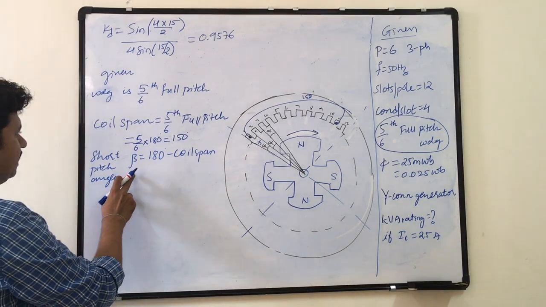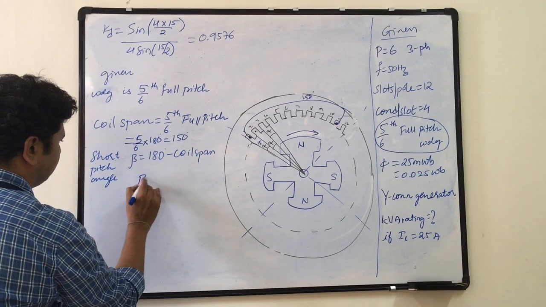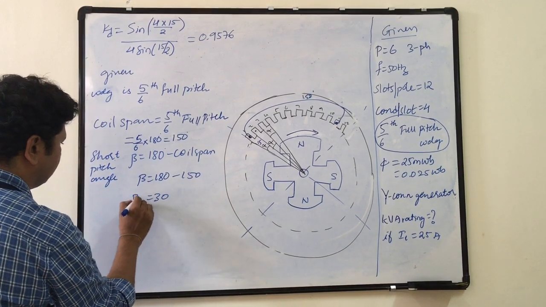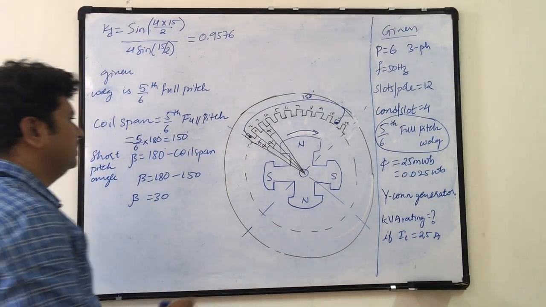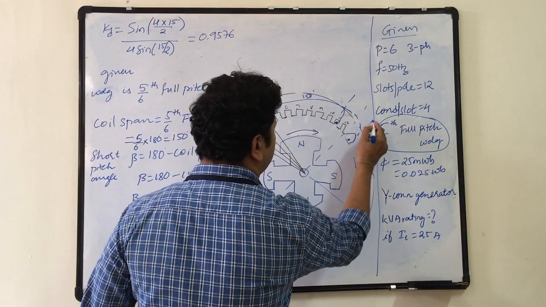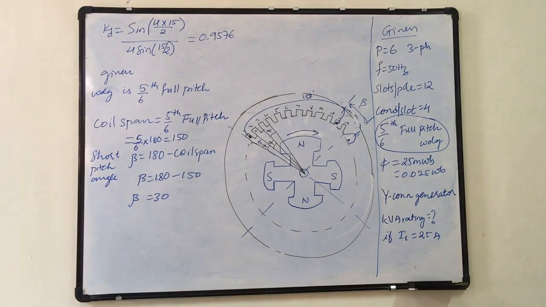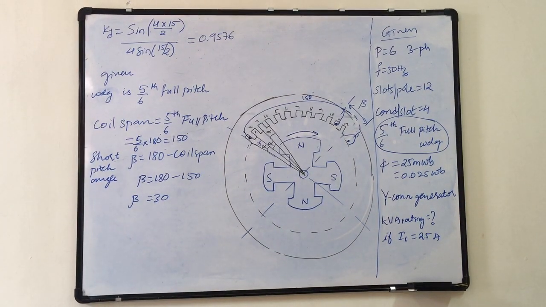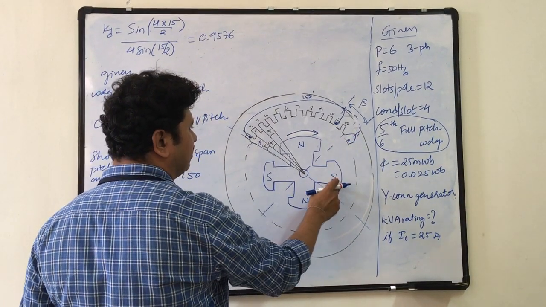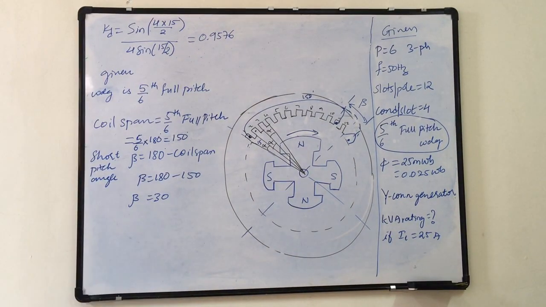The short pitch angle is 180 minus coil span. So beta is equal to 180 minus 150, so this is 30. Instead of keeping this coil side in this slot, I will be placing it short by some angle, that is called beta, the short pitch angle. If the other side of this coil was placed in the first slot under the south pole, I would have got beta equal to 0, because the coil would have been a full pitched coil.